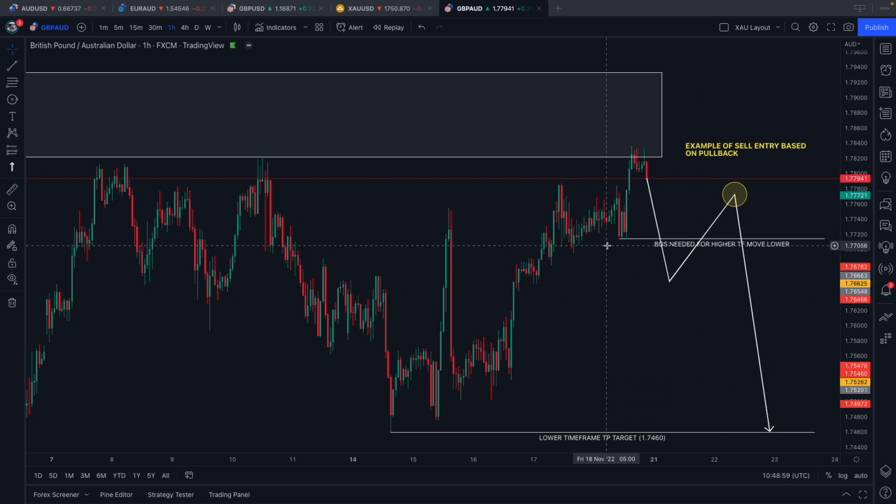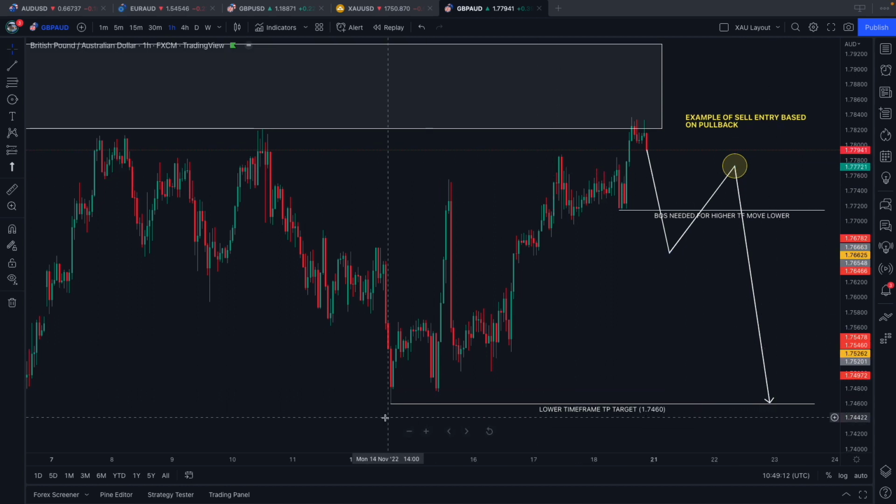So I'll be waiting for a break of structure here, waiting for that pullback into a supply zone, a point of interest that I have highlighted. Once price has penetrated that zone, rejected from that zone, I would then look to execute those sells. Having my take profit set at this swing low here, so mark this out for yourself.